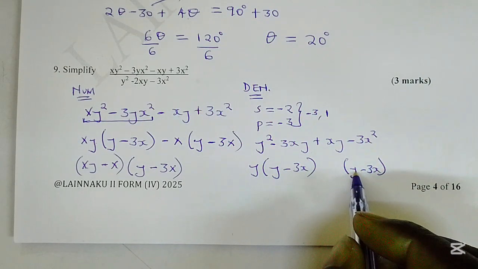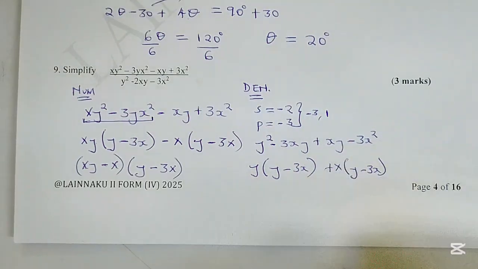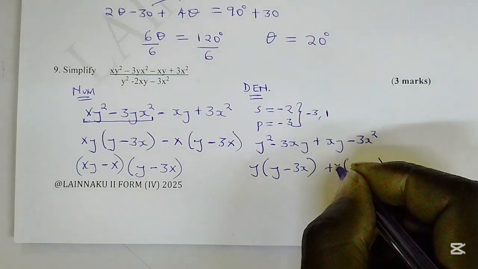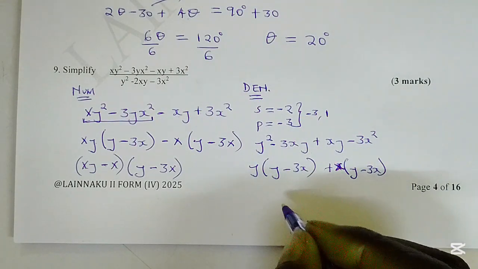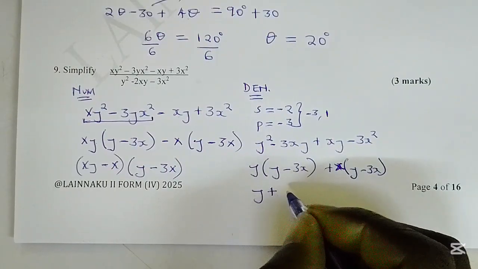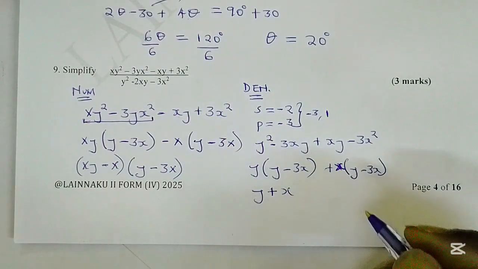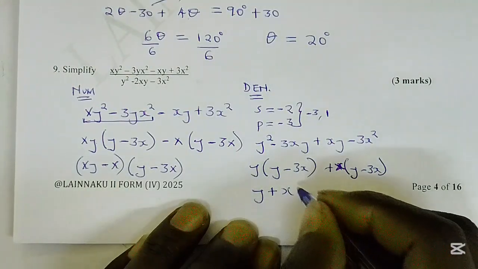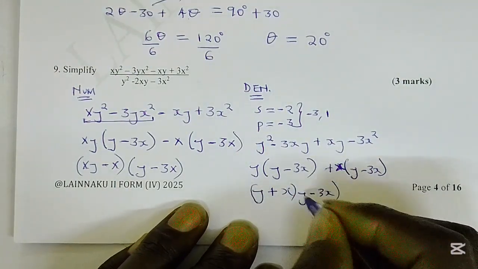So what do you do to y to get xy? You just multiply it with the positive x. So when you multiply it with the positive x, we can factorize out. The outside one is y plus x. The inside, it is y minus 3x.